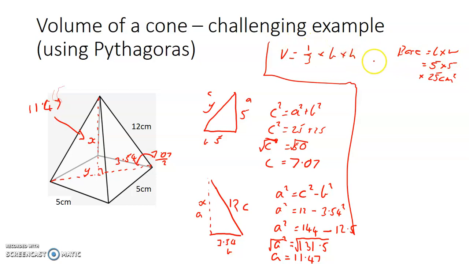It is a third of the base times the height. We'll just work out the base is 25, so my final volume is a third of 25 times 11.47, and I'll put that into a calculator. Sorry, this was 12, I don't know why that one didn't work. So 12 times 11.47 is 35.88. And because we are working with volume, always make sure that you are in centimetres cubed.